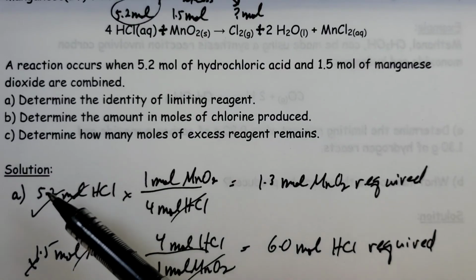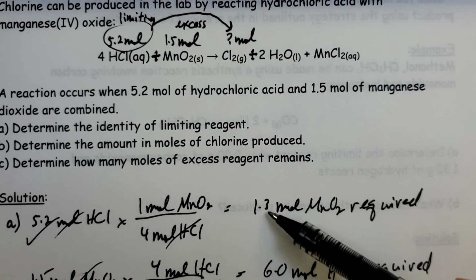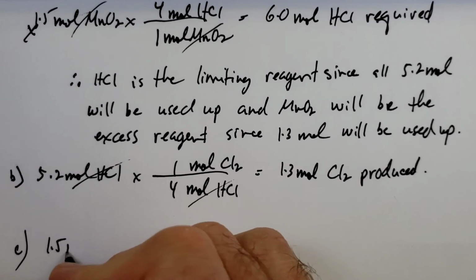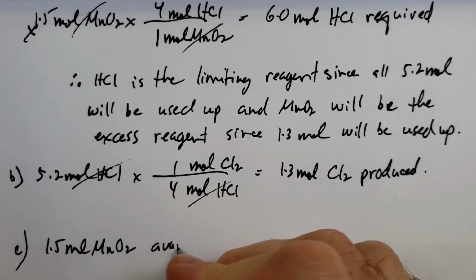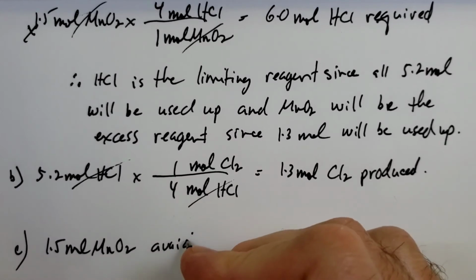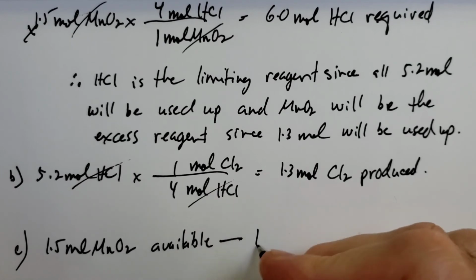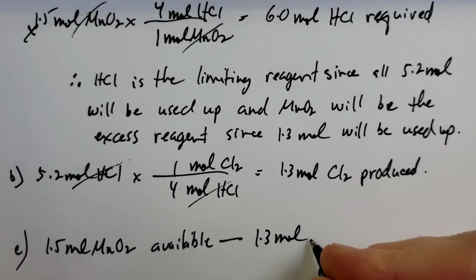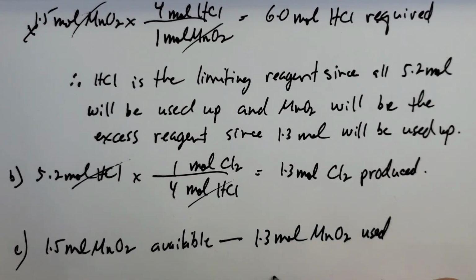And of course, lastly, looking at how much of the extra is left over. So according to this, when I try to use up all my 5.2 moles of HCl, I only need 1.3 moles of MnO2, but I got 1.5. So 1.5 moles of MnO2 available. Subtract 1.3 moles MnO2 used, so of course I'm going to get 0.2 moles excess MnO2.